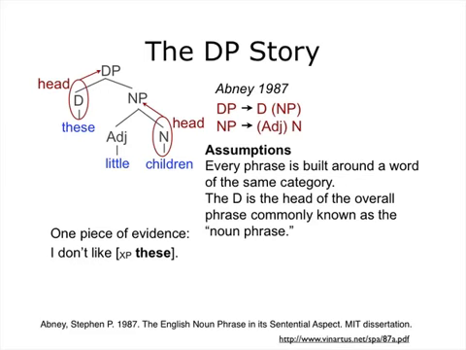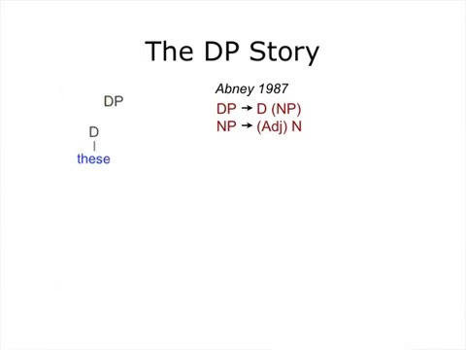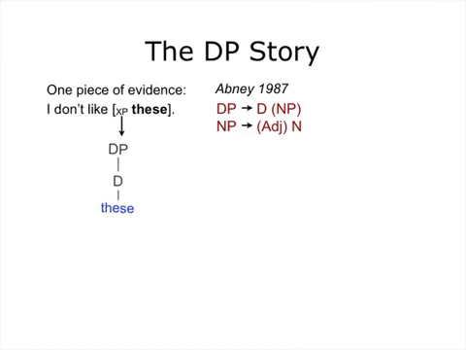And this story accounts for that, right? Because it doesn't say that a DP has to have a noun. It could be just like this, right? The phrase that is of type DP, and it's complete all in and of itself. It doesn't need anything else.